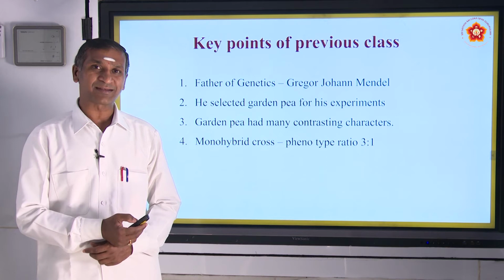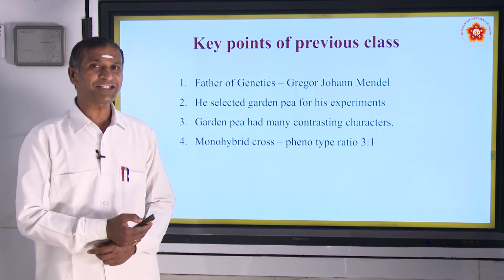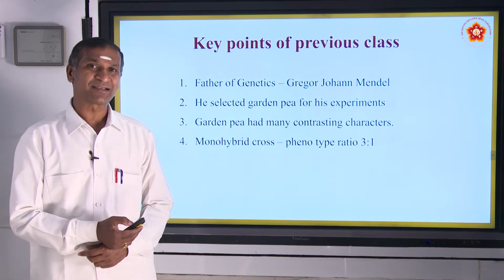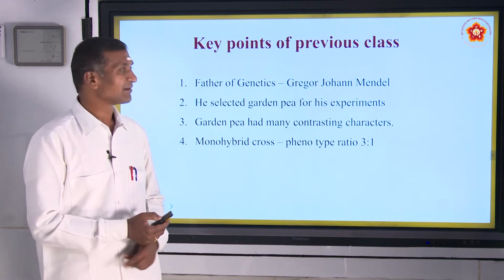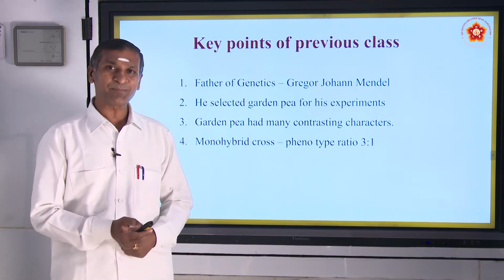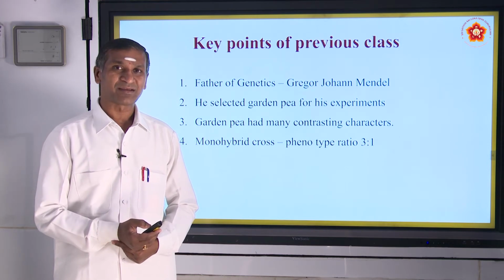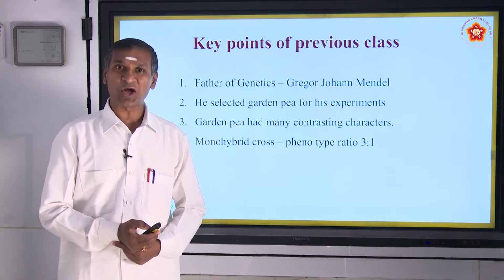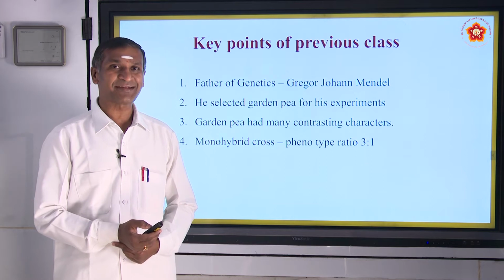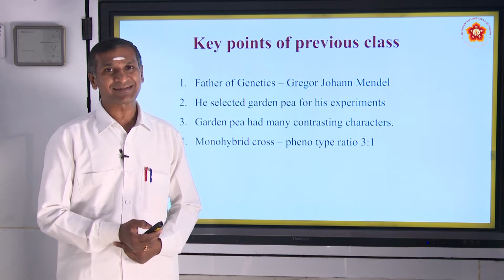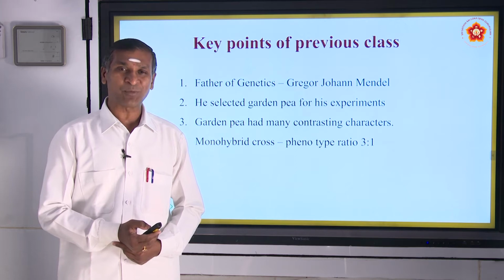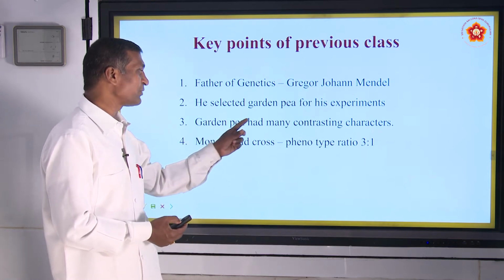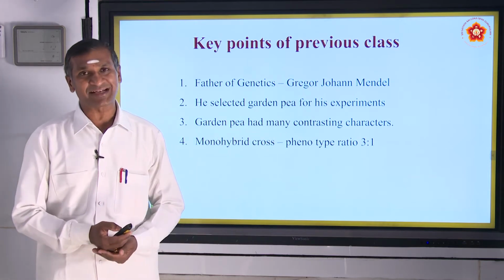In our previous class, the second part mainly dealt with the contributions of Gregor Mendel, who is called the father of genetics. He selected garden pea for his experimentation. Reasons: more seeds, short lifespan, contrasting characters, bisexual flowers, and can undergo both self-pollination and cross-pollination. The garden pea had many contrasting characters.